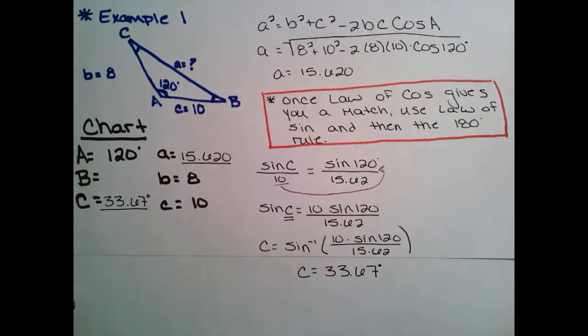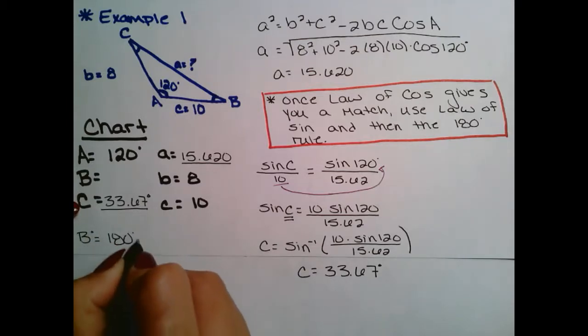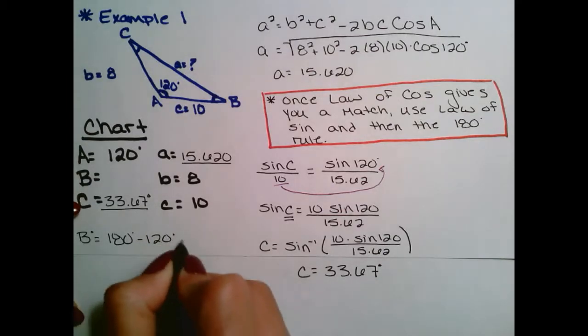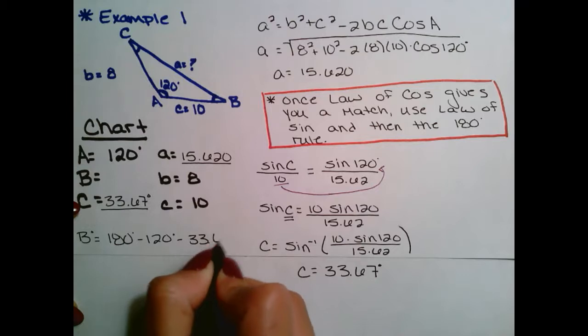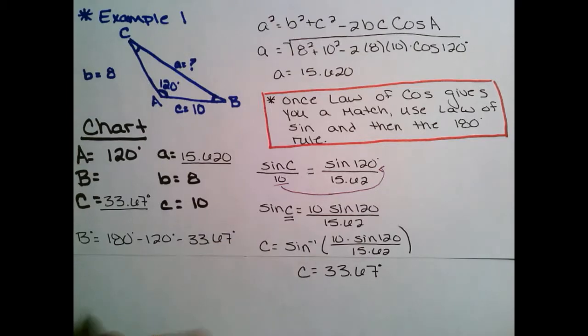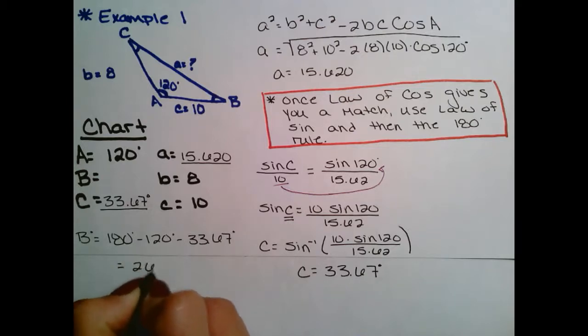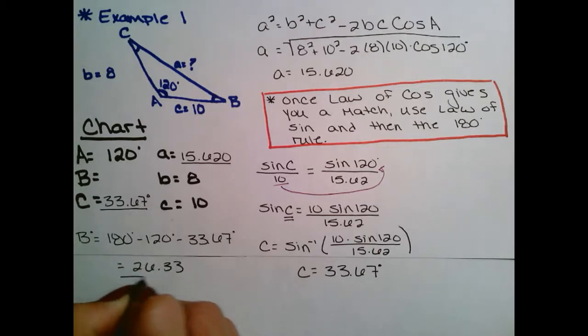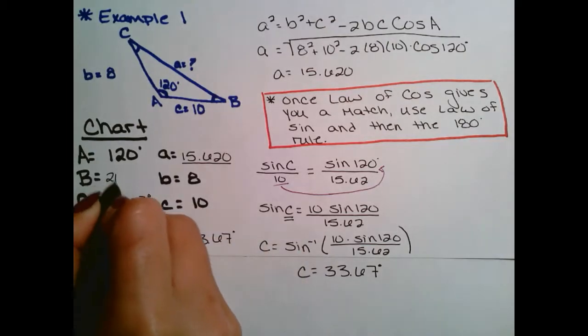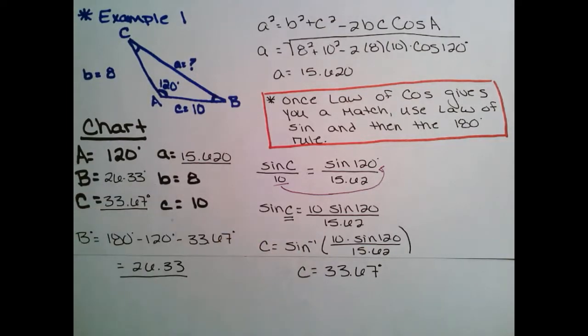And now lastly, we're going to use the 180 rule. So we know that angle B is going to be 180 minus the 120 degrees minus this 33.67 degrees. And you go ahead and plug that into your calculator, and you should get 26.33. We'll fill that in, and we are done with this question.